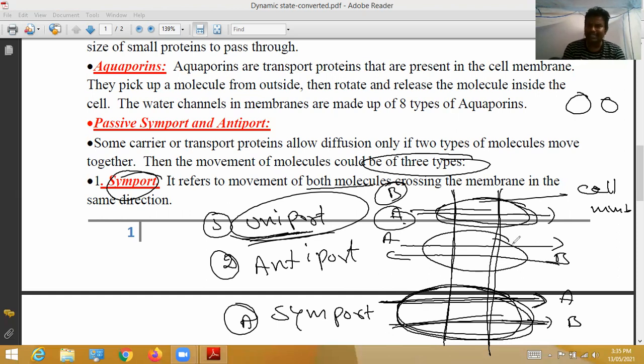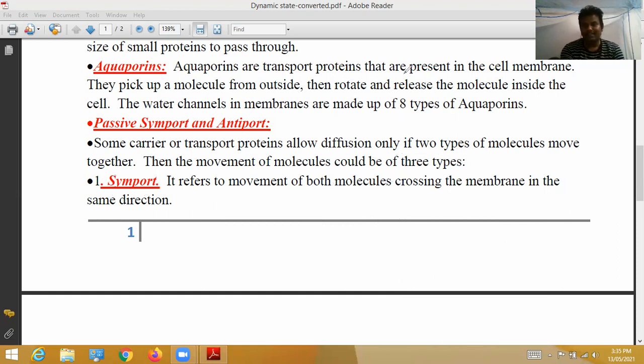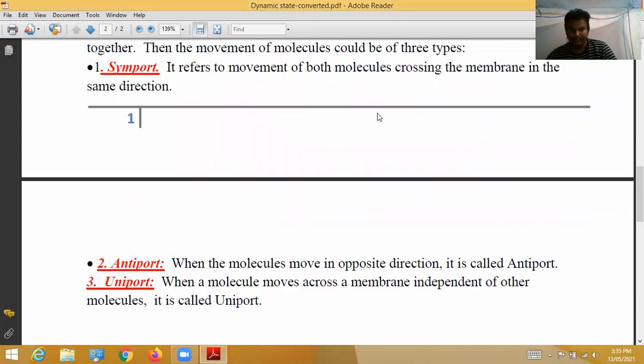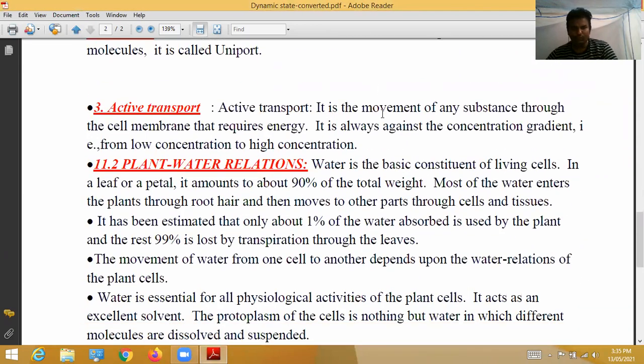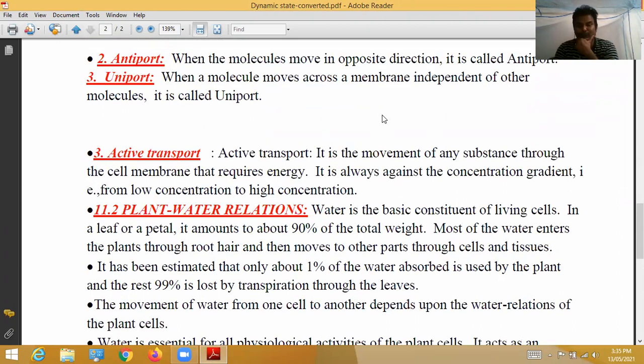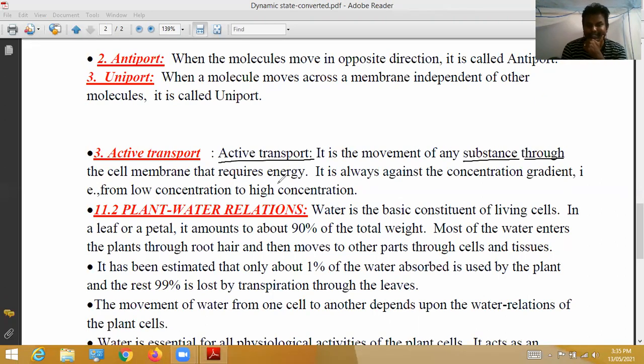These also occur in the cell membrane. It is also a kind of transportation. Next, active transport. Active transport is the movement of any substance through the cell membrane that requires energy. It is always against the concentration gradient, that is, from lower concentration to higher concentration. In the textbook, huge information is given about that, but this much information is enough. This is a simple definition of active transport.